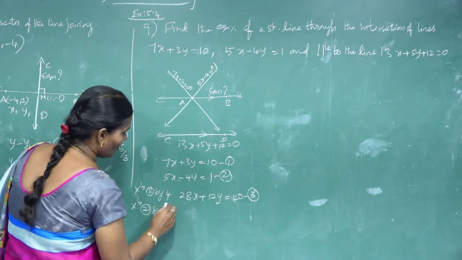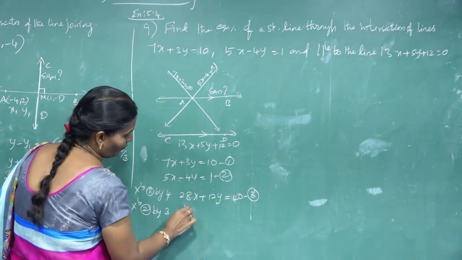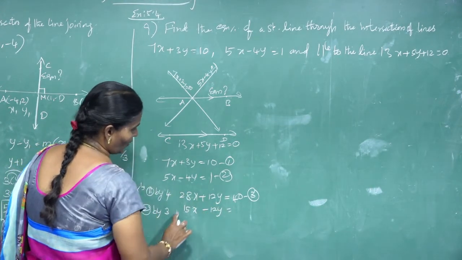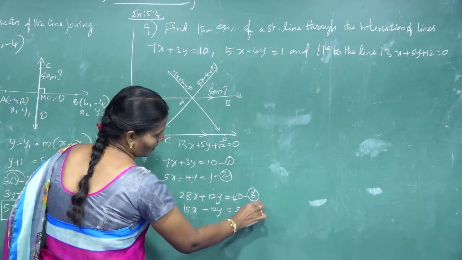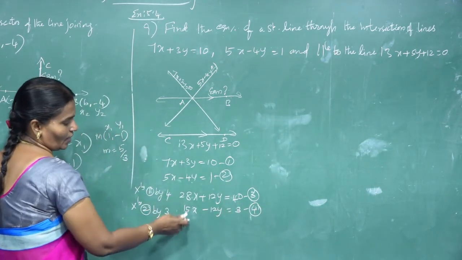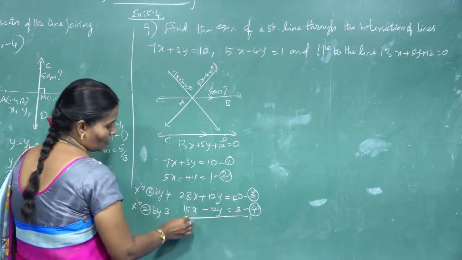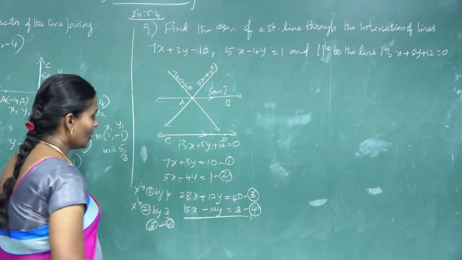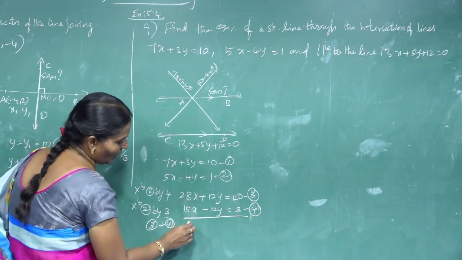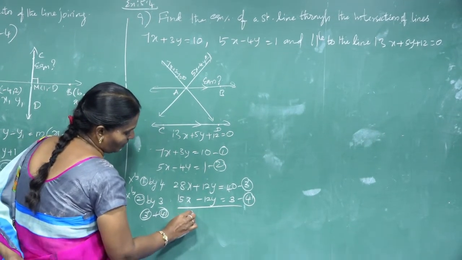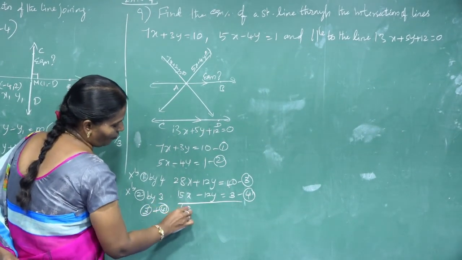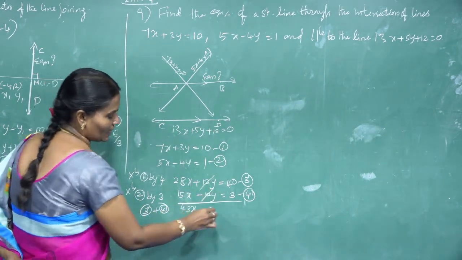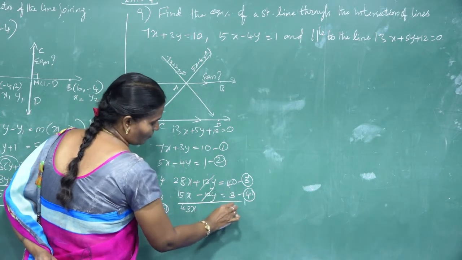So now multiplying by 3, we get 15x minus 12y. This is equal to 1 threes are 3. This is equation number 4. These both have different signs. So you just have to add equations 3 and 4. If you add these equations, what do we get? 28 plus 15 is 43x, plus 12y minus 12y cancels. Then here 40 plus 3 is 43.